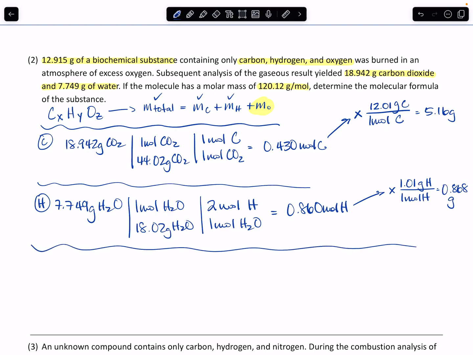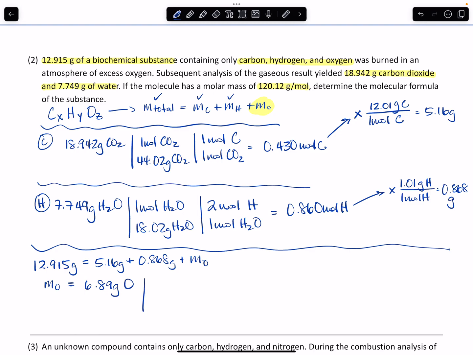So what am I going to do with that? Well, we're going to go back to my mass total. The total mass of my compound is 12.915 grams, and that's equal to the mass of carbon, which is 5.16 grams, plus the mass of hydrogen, which is 0.868 grams, and then the mass of oxygen, which I do not know. So I add those two together, then subtract it from my 12.915, and I find that the mass of oxygen within this sample is 6.89 grams.